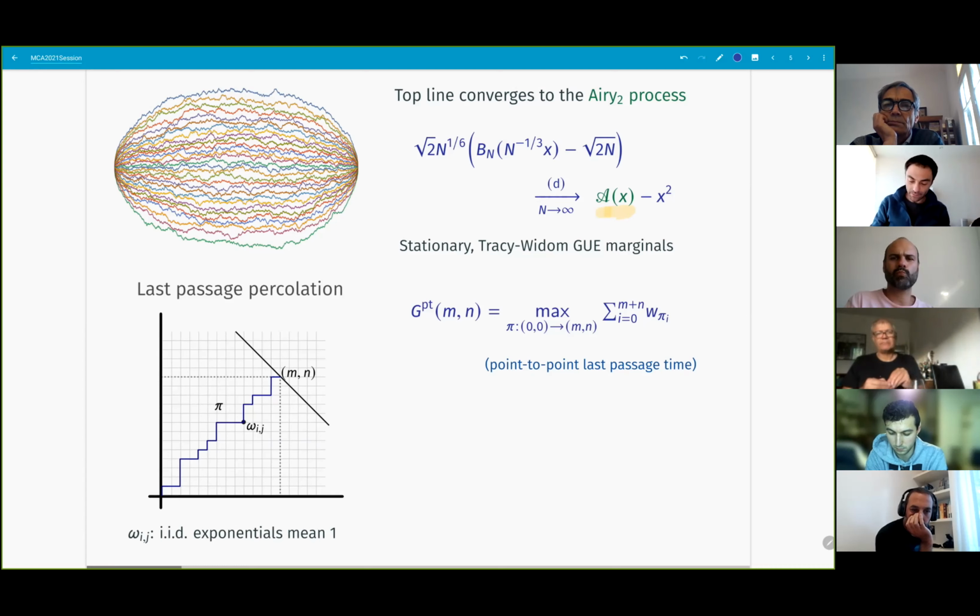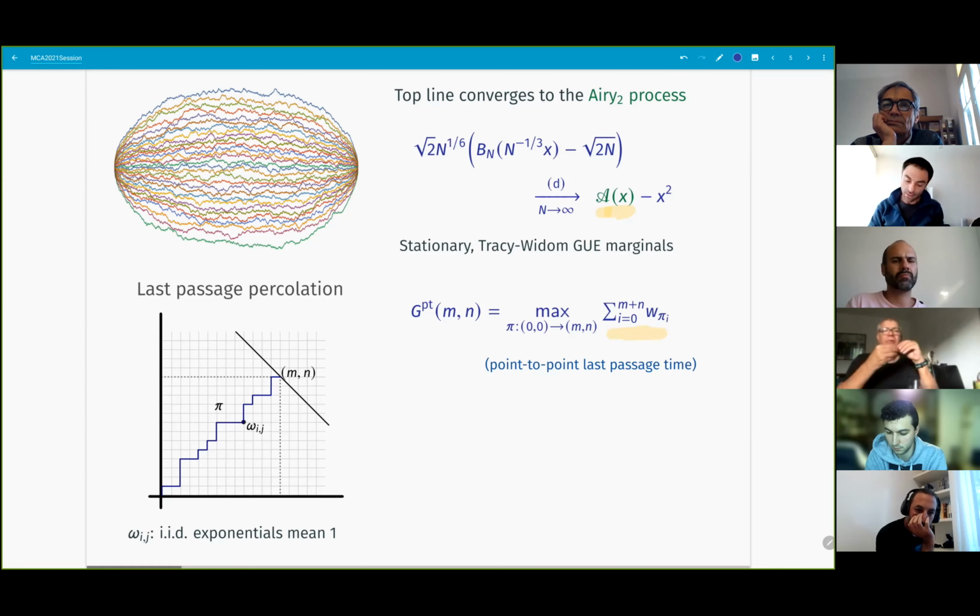So last passage percolation is the following model. I have Z2, and I put IID exponential weights on the vertices. And what I want to do is look at paths which go from the origin to some point (m, n). Along the path, I sum these weights, and then I look at the path of maximal sum. Okay, so this is the last passage path.